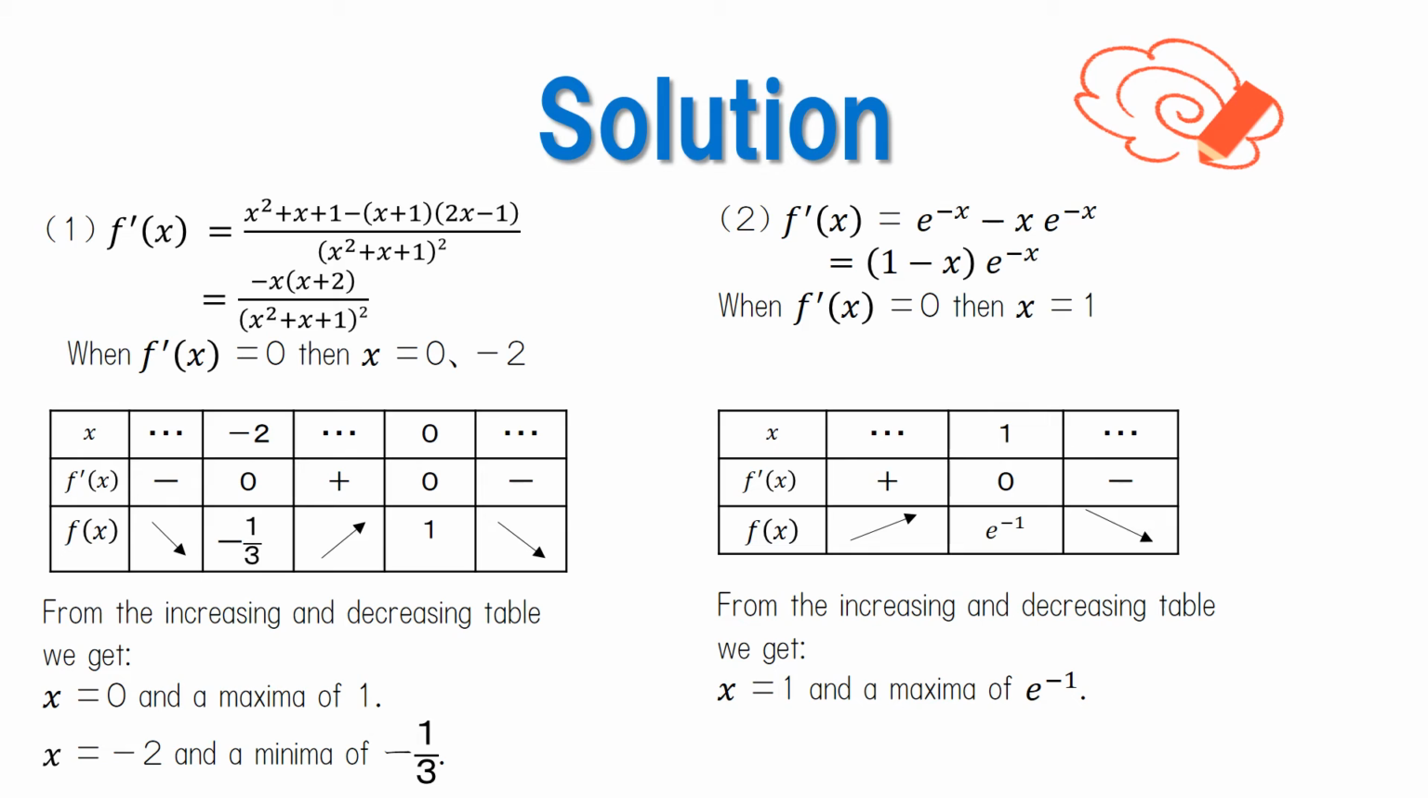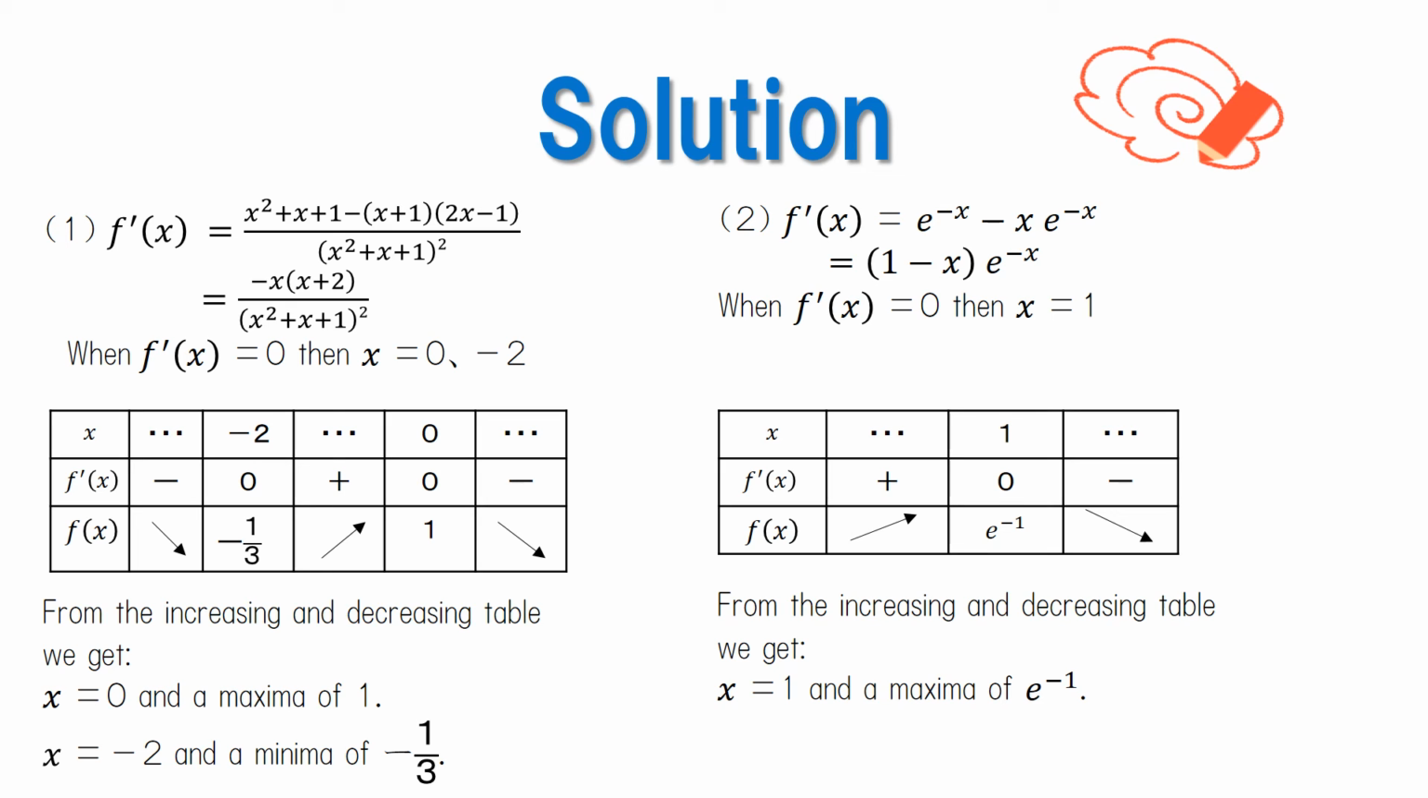For number 1, we get f prime of x equals ((2x plus 1)(x squared plus x plus 1) minus (x plus 1)(2x minus 1)) over (x squared plus 1) squared. That equals negative x(x plus 2) over (x squared plus x plus 1) squared. When f prime of x equals 0, then x equals 0 and negative 2. From the increasing and decreasing table, we get x equals 0 and a maxima of 1, and x equals negative 2 and a minima of negative 1 over 3.